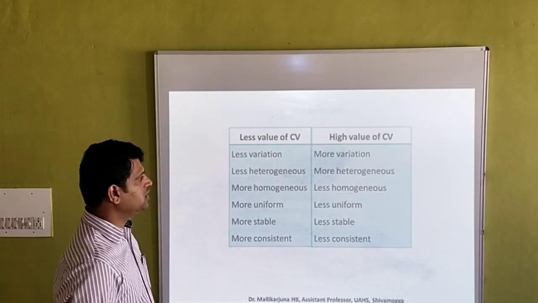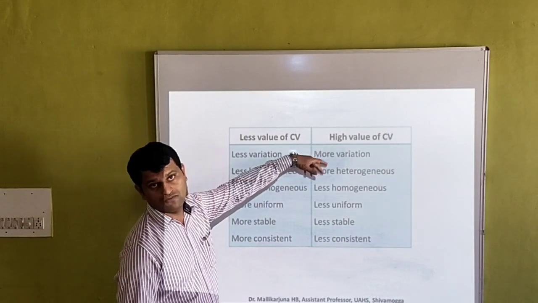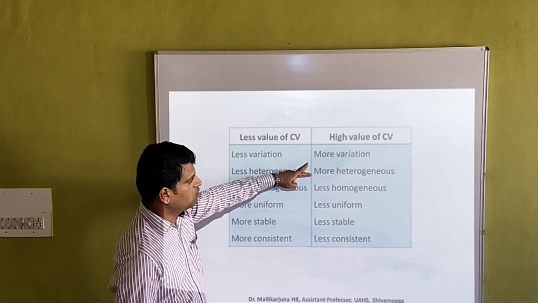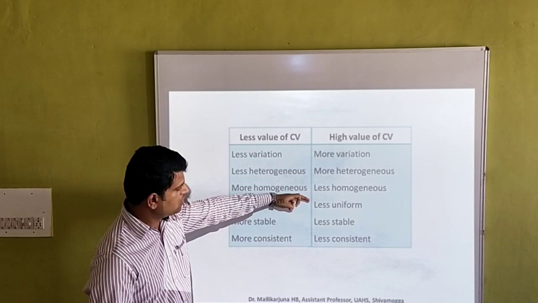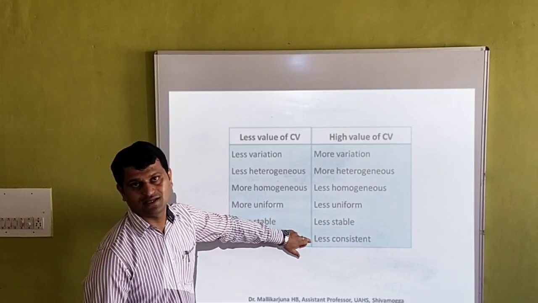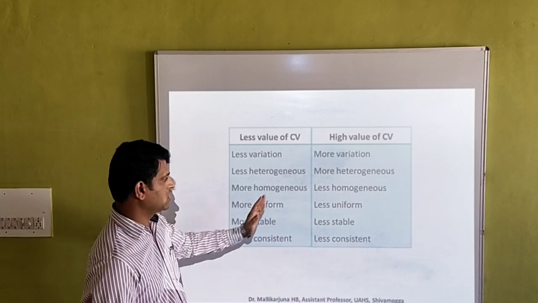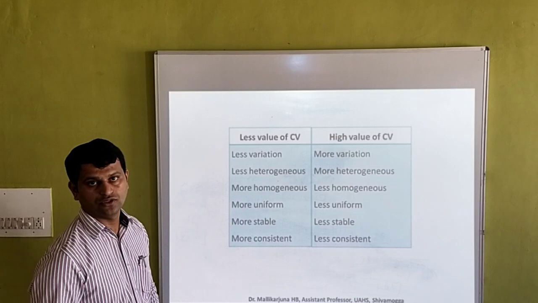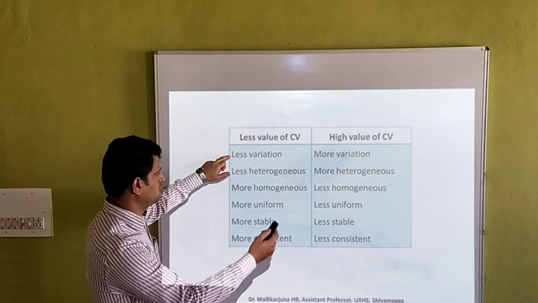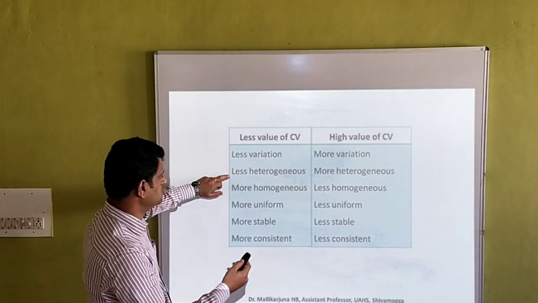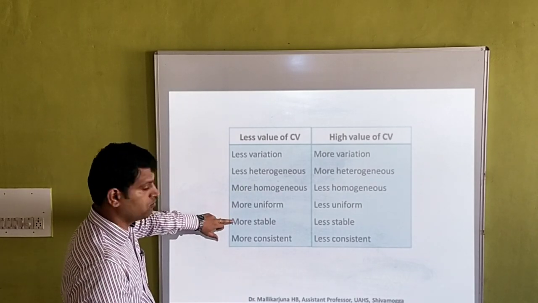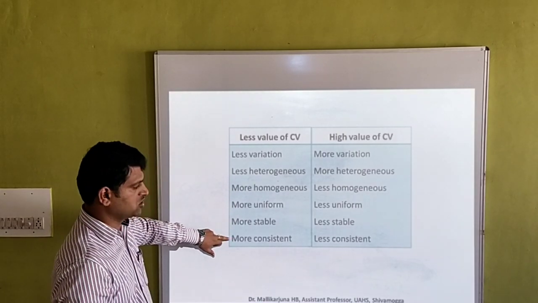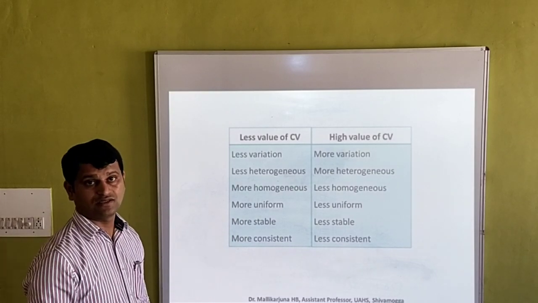high value of CV indicates high variability, more variation, more heterogeneous, less homogeneous, less uniform, less stable, less consistent. So you can compare both the columns here. Less variation, more variation. Less heterogeneous, more heterogeneous. More homogeneous, less homogeneous. More uniform, less uniform. More stable, less stable. More consistent, less consistent.